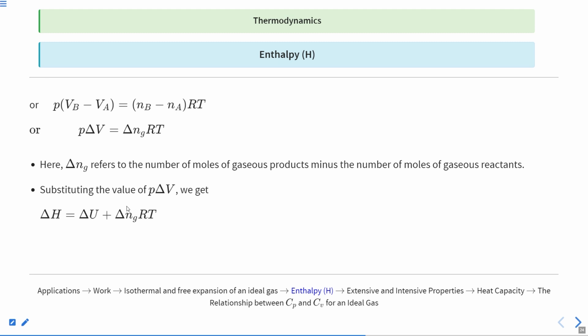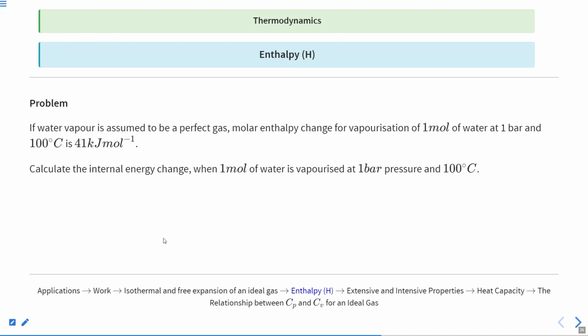So if you just take this out, then you can directly calculate delta H if you have delta U. And this is for gases. Why is it for gases? Because in case of gases, the volume change is significant, right? The volume change is significant.